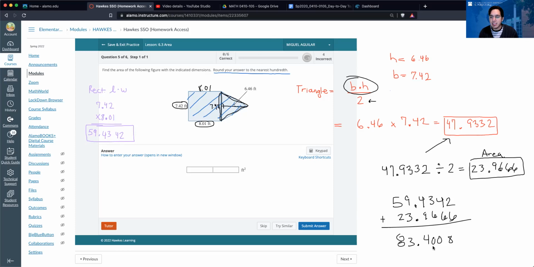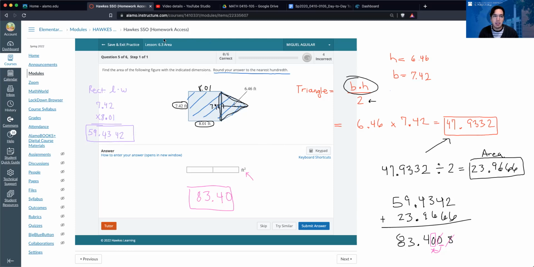So the 100th place is going to be the second place value here. But since this is a 0, we don't have enough, right? It needs to be 5 or more in order to bump this up. So since we don't have that 5 or more, we're going to go ahead and just ignore everything else and just call this 83.40. And that should be our answer. And of course, since the measurements were in feet, our area is measured in square feet. So that little 2 here means squared.